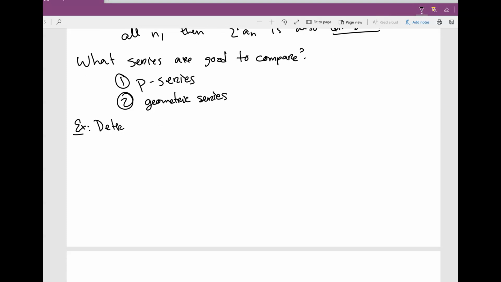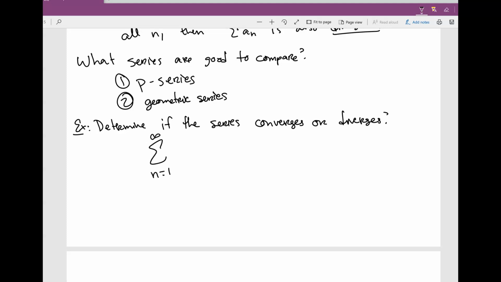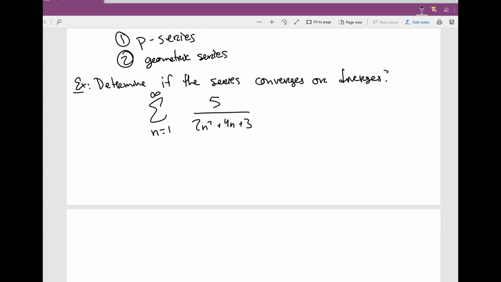Determine if the series converges or diverges. Okay, so let's say you have the sum from n goes from 1 to infinity of 5 over 2n squared plus 4n plus 3. Okay, so let's say we have something that looks like that.